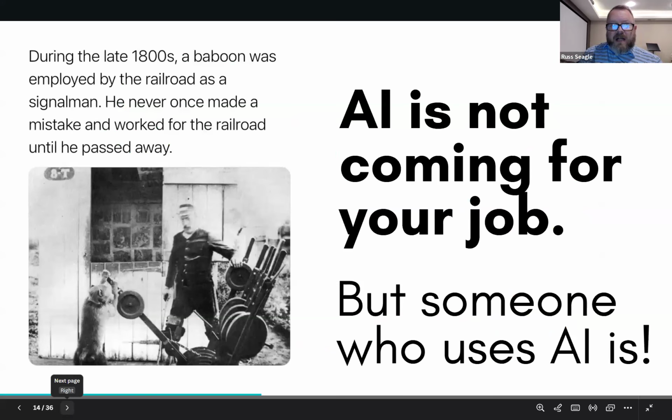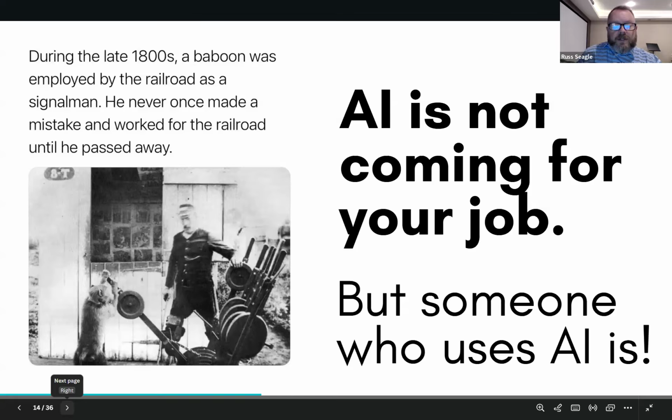Yeah, AI is not coming for our jobs. Maybe if we were coders, maybe if we were graphic designers, maybe it would. In the CDFI world, especially in the native CDFI world, AI is not coming for our job. But somebody who can use AI is going to perform better. They're going to do better. They're going to move faster. They're going to be more productive.